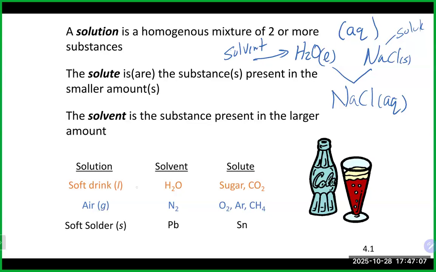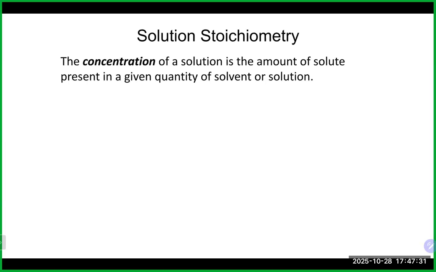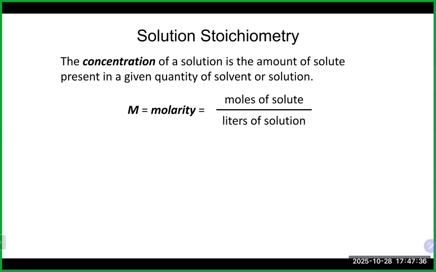When we talk about solutions, something like a soft drink, the major component is really water. Then obviously we have other things dissolved in your soft drink. Air, the major component of air is actually nitrogen, followed by oxygen, argon, methane, and whatever else you have in the air you're breathing. And soft solder is lead with a little bit of tin in it as well. So we often think of solutions as being liquid, but you can relate a solution to something like a gas as well.